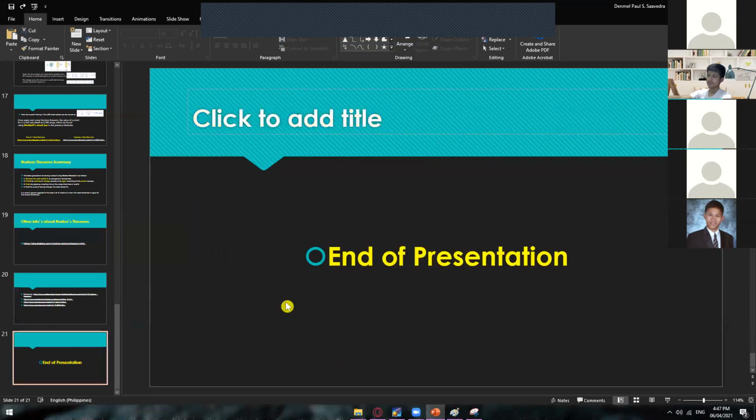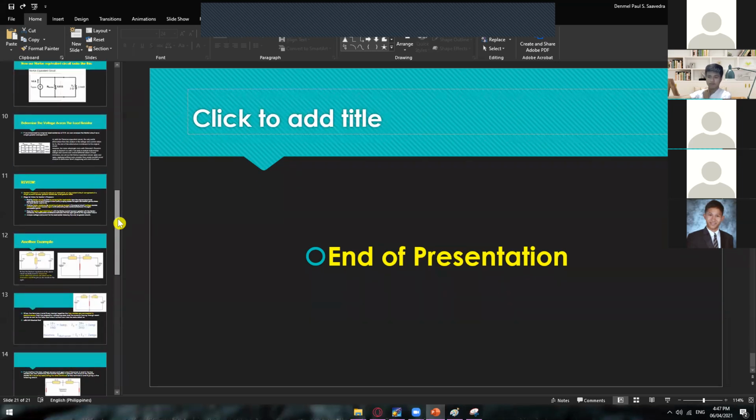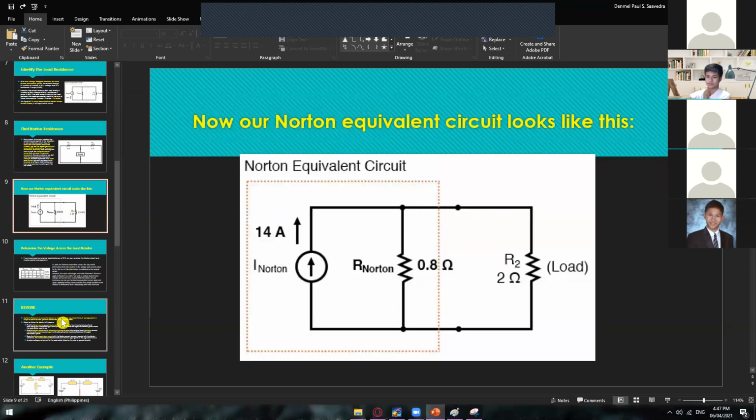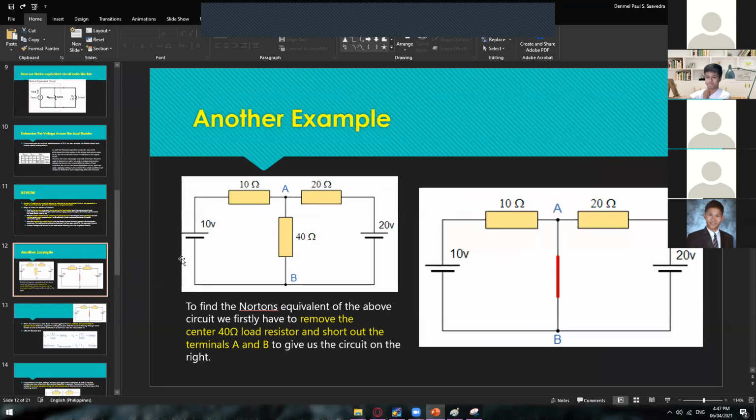So that's it for Norton's theorem. The next one will be source transformation. Any questions so far? What is the part that you guys were confused about? No, guys? Question or clarification?